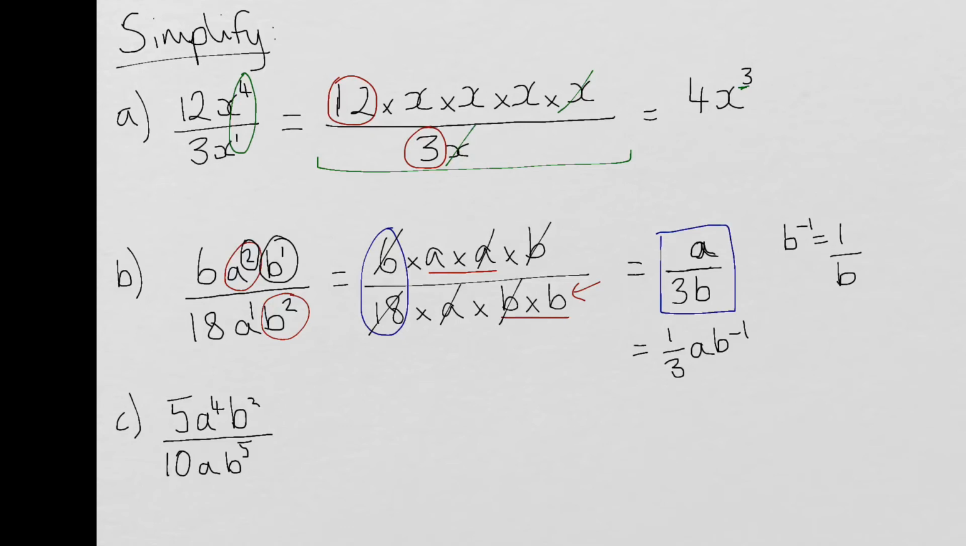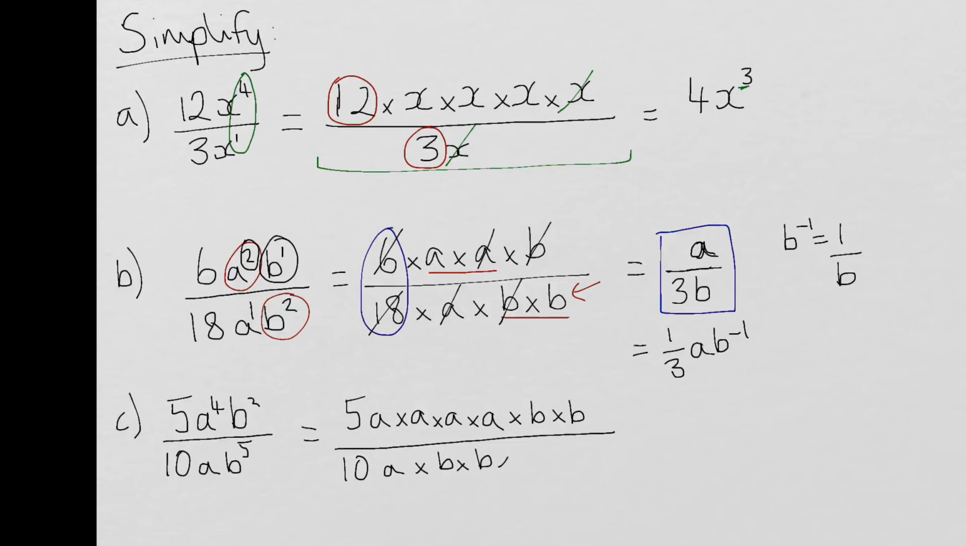Let's have a look at the next question. So 5a to the power of 4 b squared. If I think about that, that's 5, and then I've got a times a times a times a. And I'm multiplying that by b squared, so times by b times by b. And all of this is going to be written over 10a, and then multiplied by b 5 times. So 1, 2, 3, 4, and 5.